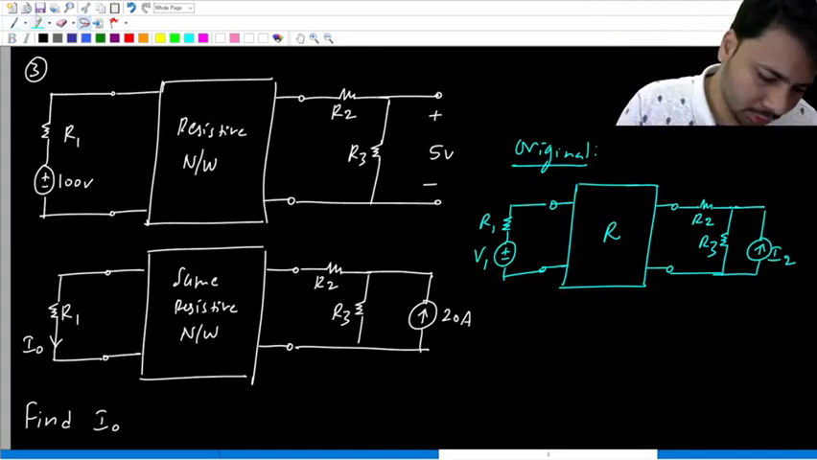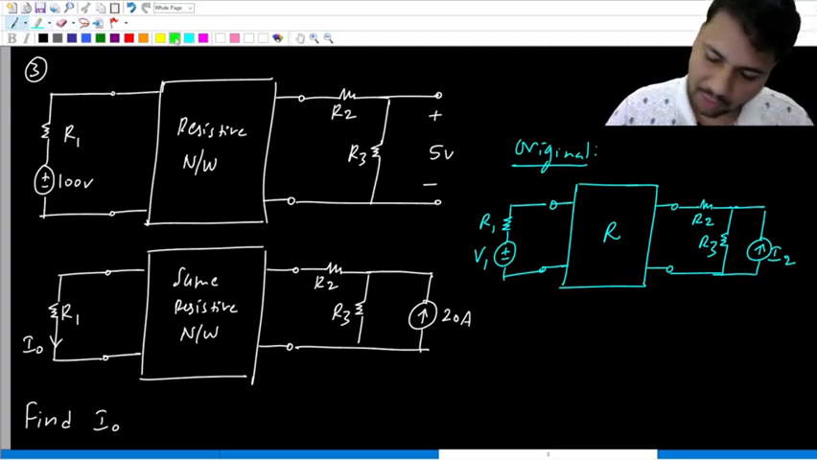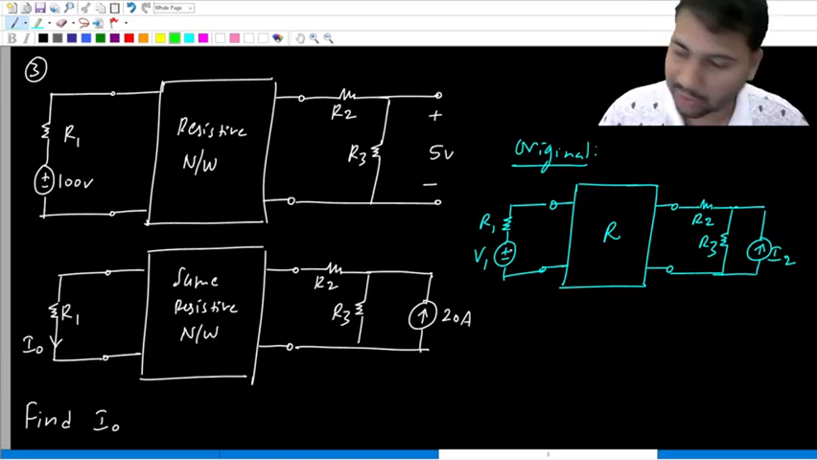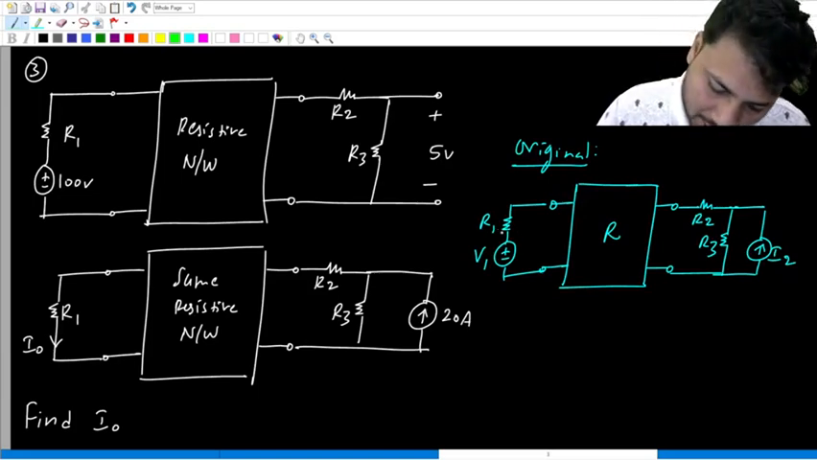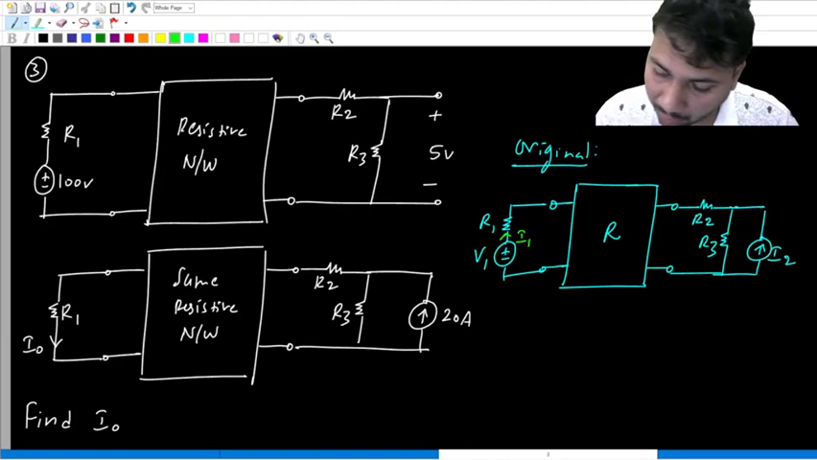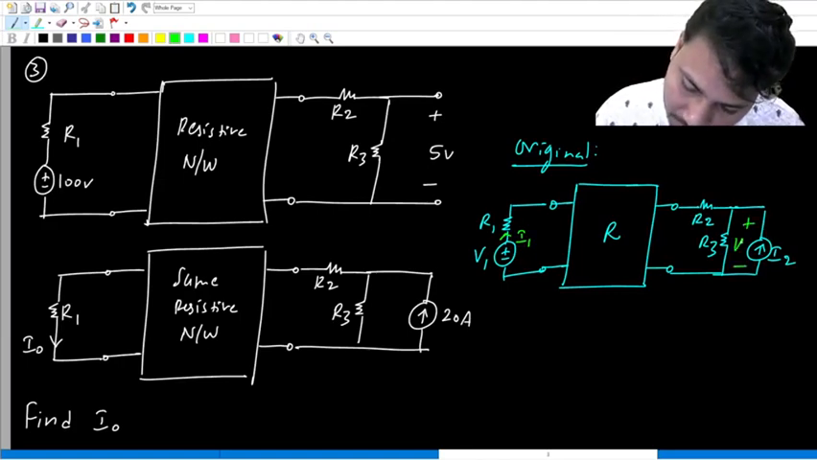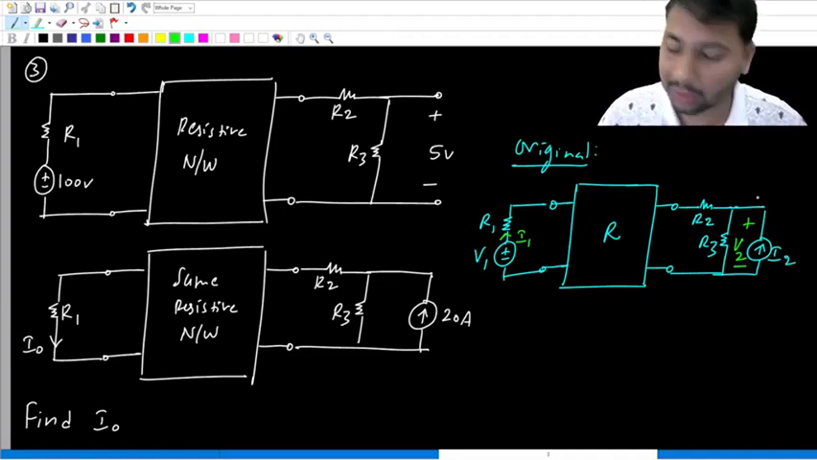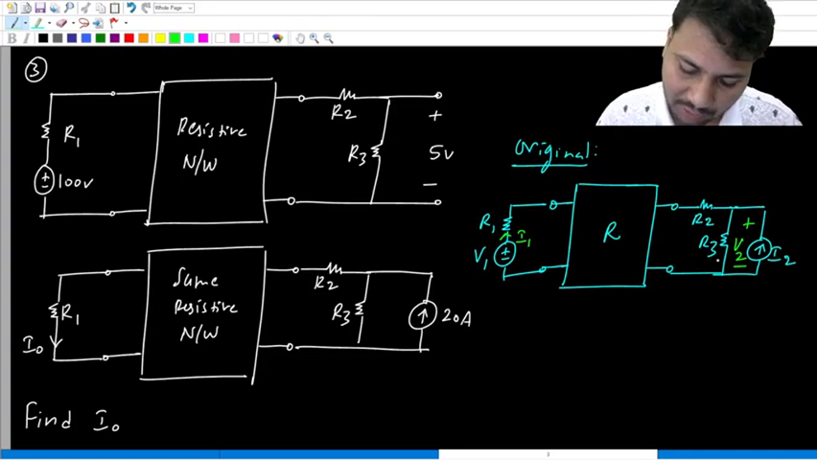Alright. So now that we have drawn the original circuit, you still have to show, left hand side we have V1, but you have to show I1. I1 will be in this direction. Right hand side we have I2. You still have to show V2. V2 will have polarity like this, so that the current is flowing out of plus.